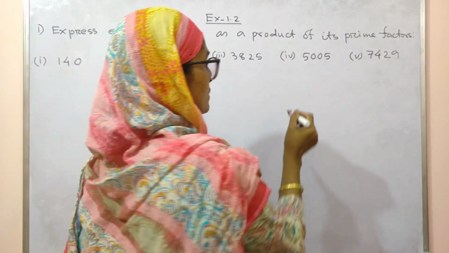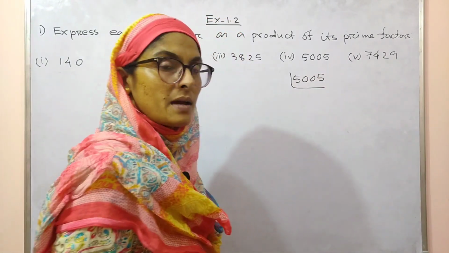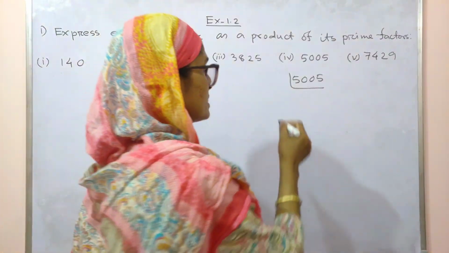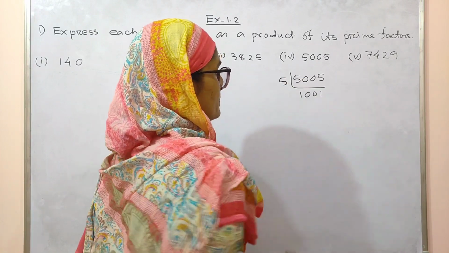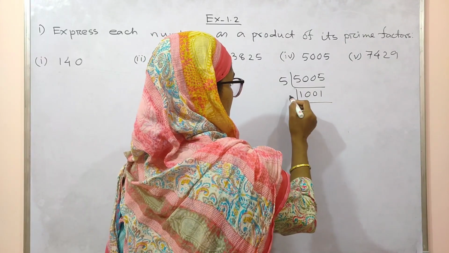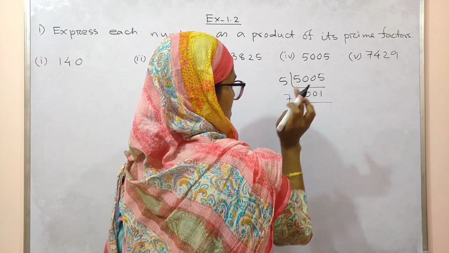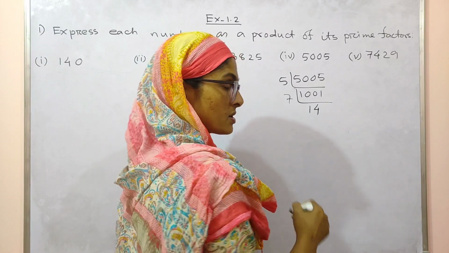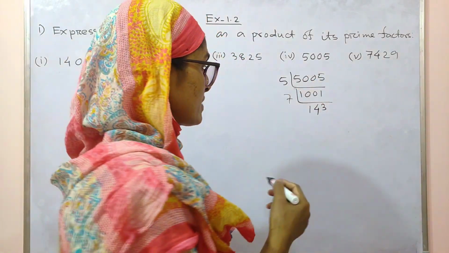Next, number 4, 5005. Here unit place is 5. Now check divisible by 3. 5 plus 5, 10. So not divisible by 3. So divide by 5. 1 times 0, 0, 1. Again here 1001. Now check divisible by 7. 7 1s are 7. 3, 0, 30. 7 4s are 28. 2, 1, 21. 7 3s are 21. So divisible by 7.